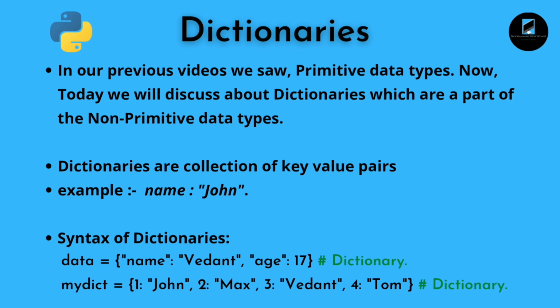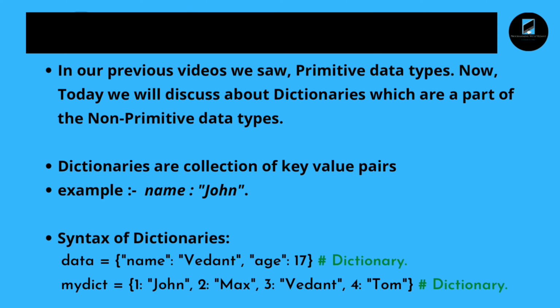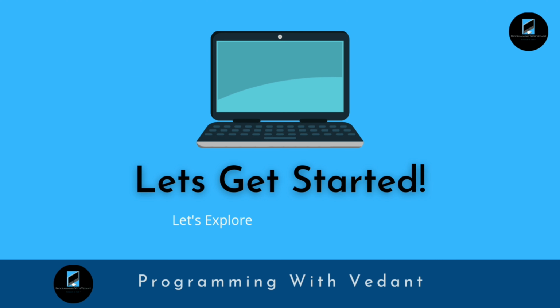So, the syntax of dictionaries. Here I have mentioned two dictionaries where the first dictionary has two key value pairs and the second dictionary has four key value pairs. So without any ado, let's get started and let's explore dictionaries in depth.